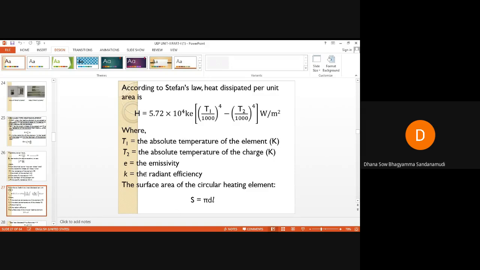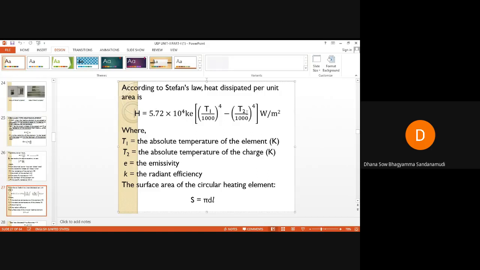Since we have used a circular heating element here, as I already showed in the circular heating element image, the cross section will be circular. So the surface area of the circular heating element is given by pi d L. So the total heat dissipated will be equal to the heat dissipated per unit area into the surface area.